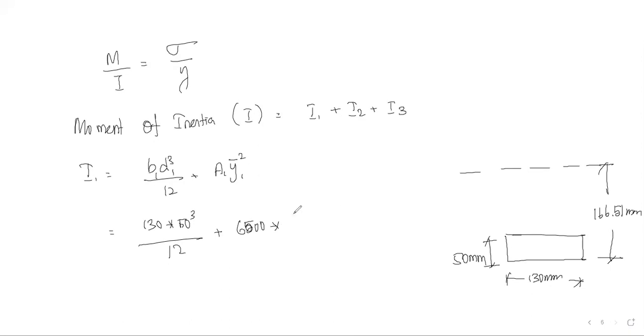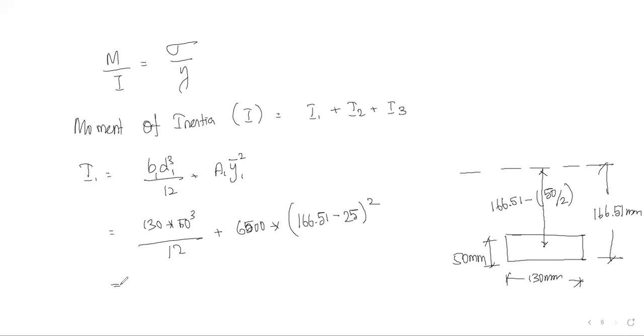6500 is the A1 value. For Y1 bar, with respect to the total height, the centroid lies here. So what is the height? This is nothing but 166.51 minus 50 divided by 2. So this height, area into y bar square, 166.51 minus 25, the whole square. If I give these values, I can get the answer.